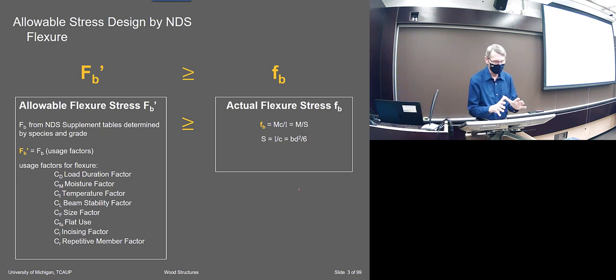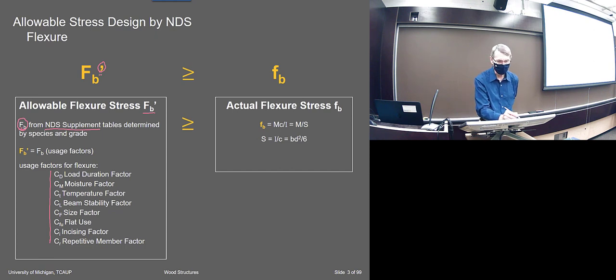Just to look at a summary of the factors that go on each of these, in the table the nomenclature is a capital F, so Fb would be bending. When you put this little apostrophe on it, that indicates that you've included the factors. So that's the distinction here. If you see this without the apostrophe, that's just the straight value out of the table. If you see it with the apostrophe, then that means it's including the factors already.